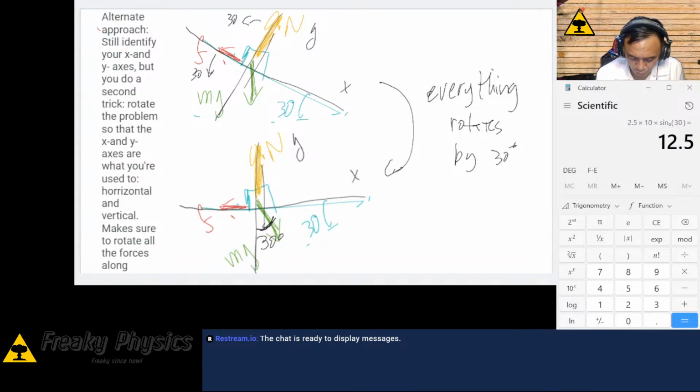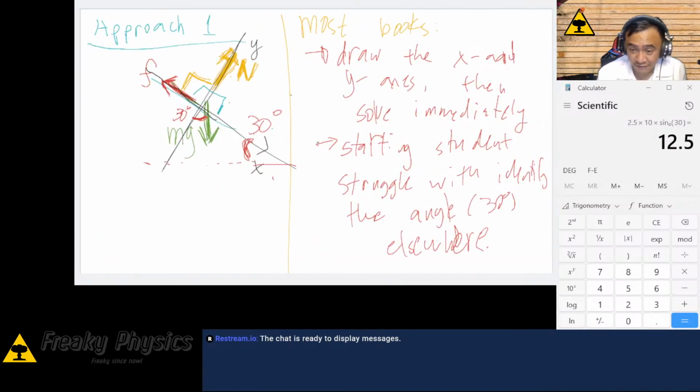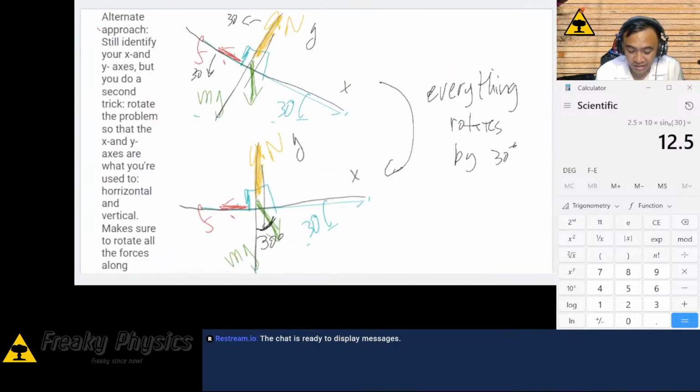So again, the only thing you need to do, and this is again for those who are still struggling to see how it works, is just rotate the problem. You change your point of view. You don't really change the problem. You just change your point of view. Okay. All right.